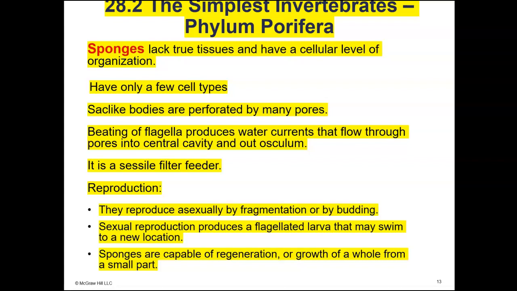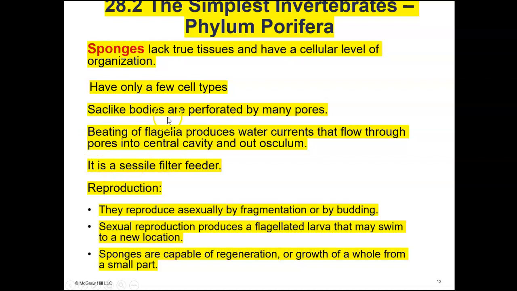Now let's move on to the animal phyla. The very first animal phylum, which is the simplest, is called the Porifera, because the sponges, which are the only animals in phylum Porifera, do have pores. So sponges are actually animals. They lack true tissues and have only the cellular level of organization. They only have a few cell types. One of their cells is actually similar to the choanoflagellate protozoan that we looked at earlier.